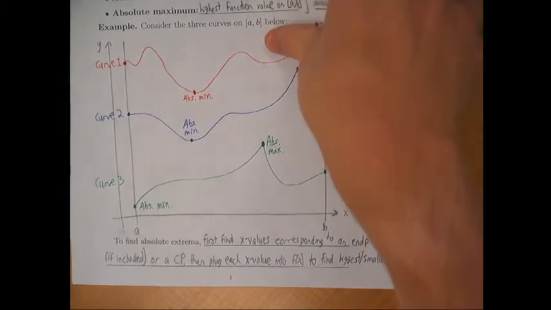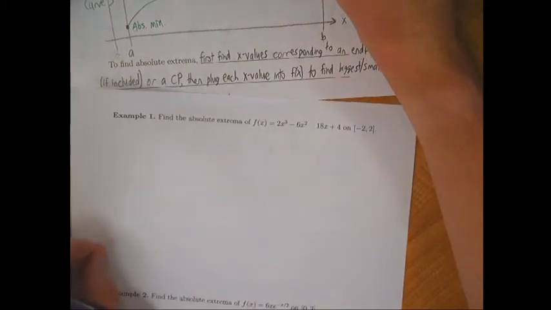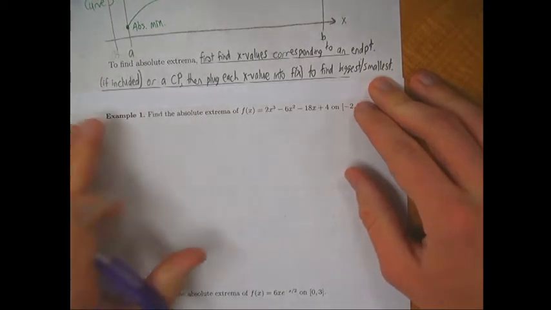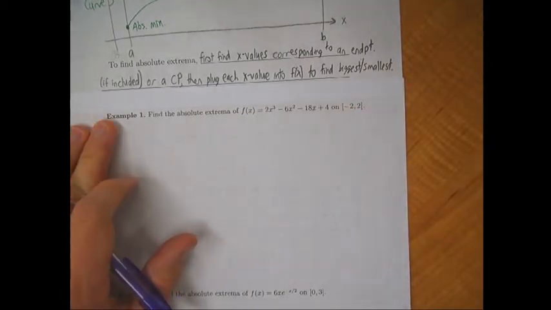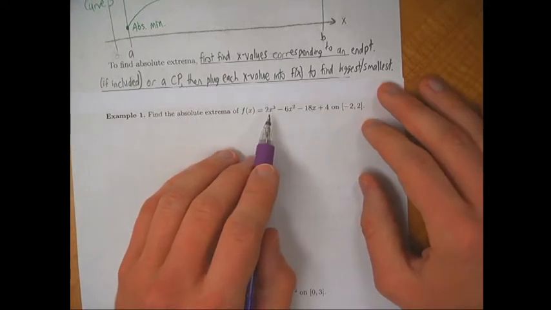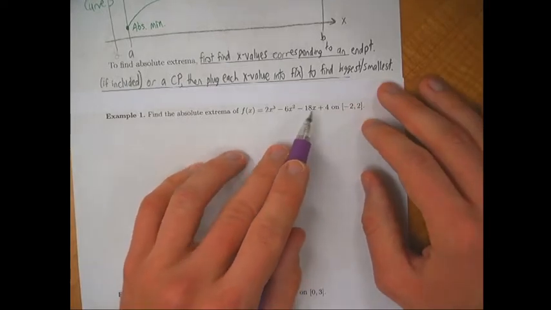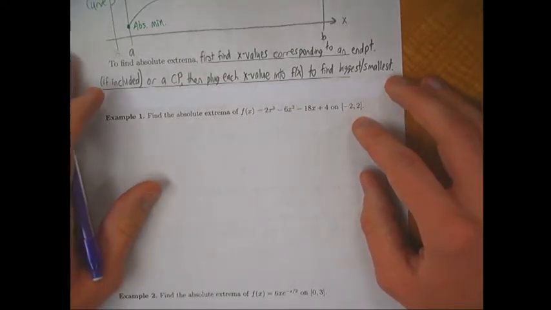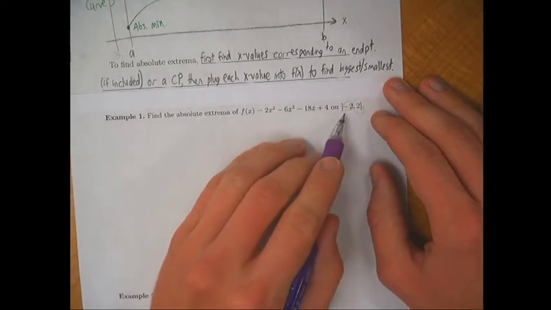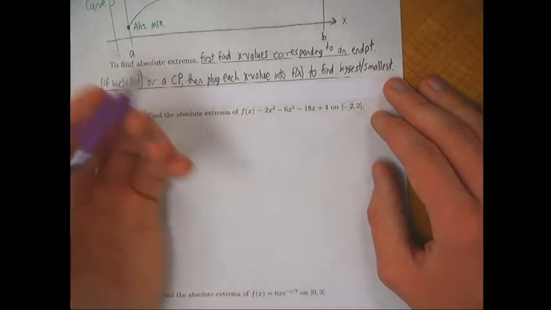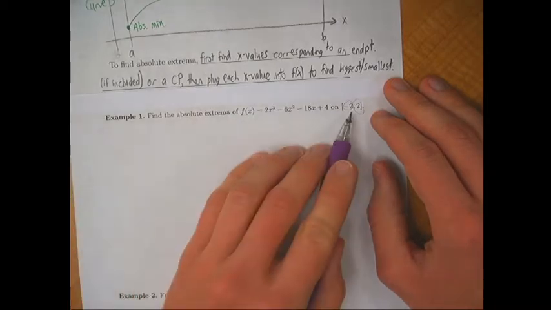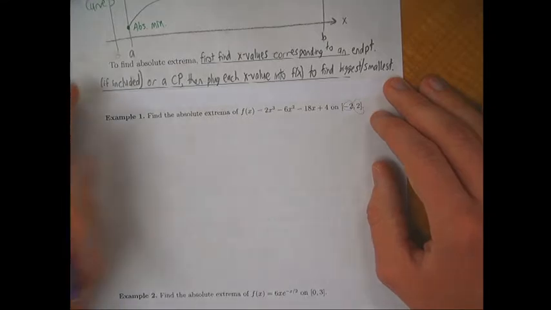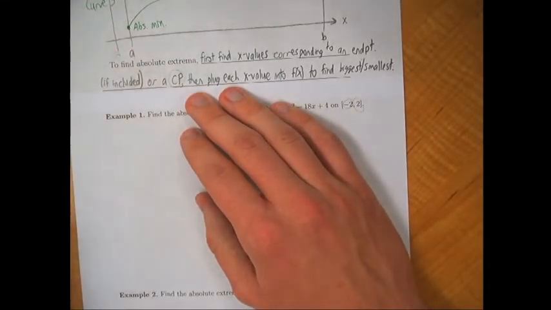All right. Let's take a look at the first example with this remark in mind. The first example states that we need to find the absolute extrema of 2x cubed minus 6x squared minus 18x plus 4 on negative 2 to positive 2. As per the remark, we already know what the endpoints are, and since they're both included, we're going to have to incorporate both positive and negative 2 into our analysis at the end of the problem. For now, let's focus on finding our critical points.